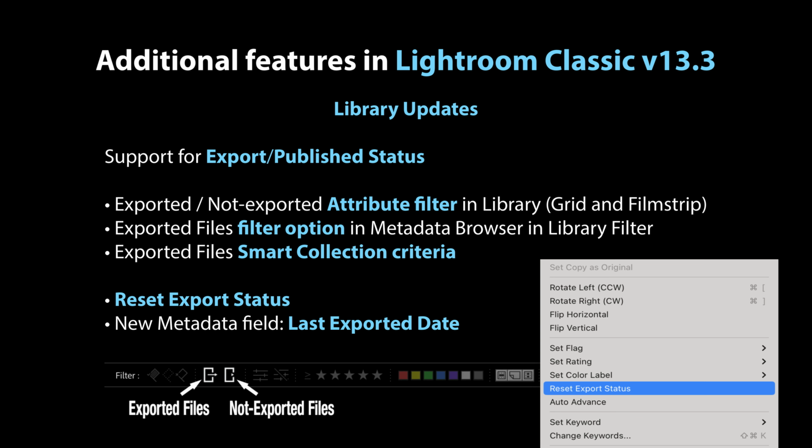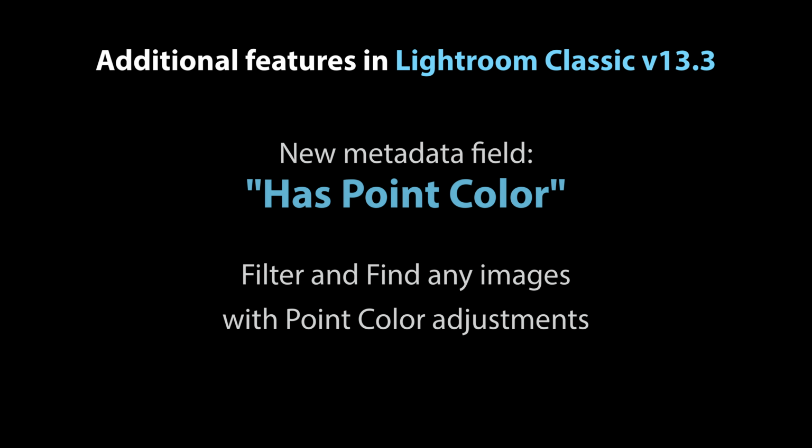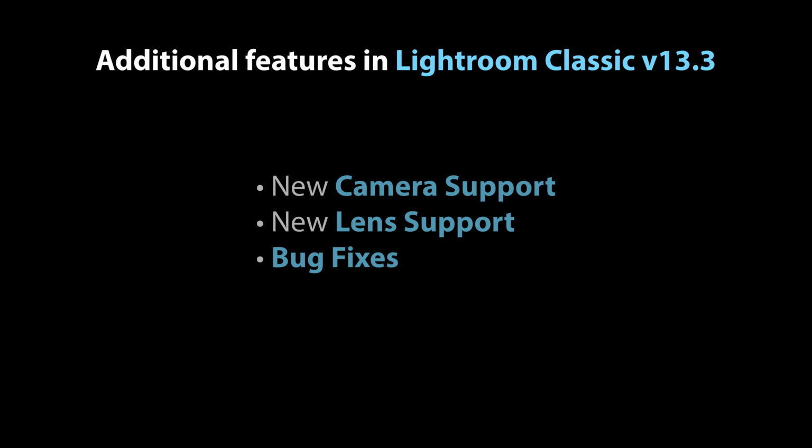And then they've added one more new field in the metadata panel, which you can enable in the customization, that has the last exported date. That's very handy, as I found myself going into the history to try and figure out when I had exported a picture. And with Lightroom Classic 13.3, they have added an option, has point color, in your smart collections and your filters, so you can now filter for and find any images where you've applied that point color adjustment that they've added. And of course, with the latest update, we get new support for cameras, lenses, and bug fixes, as always.